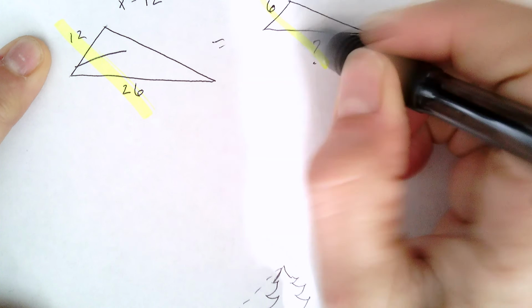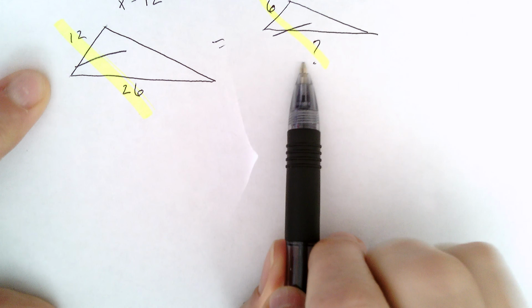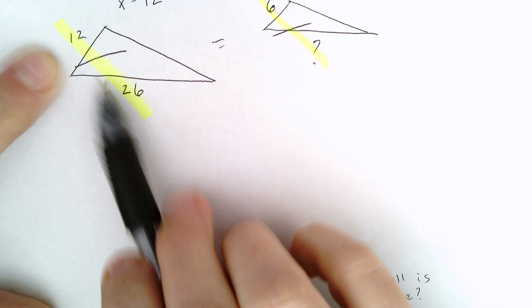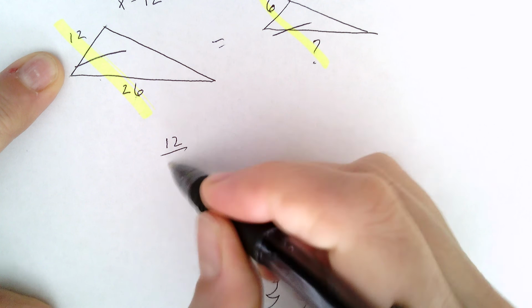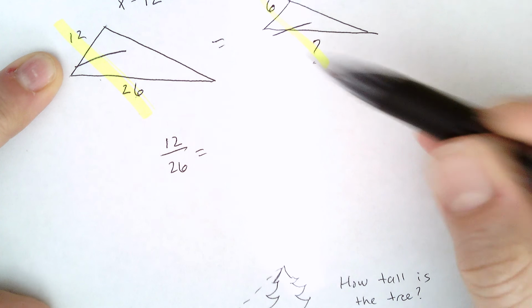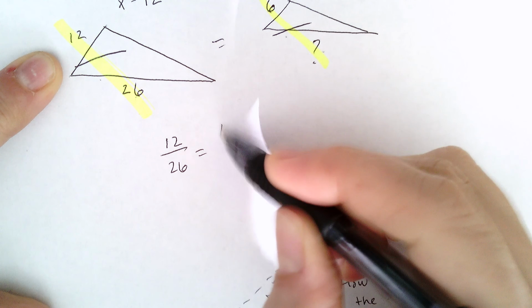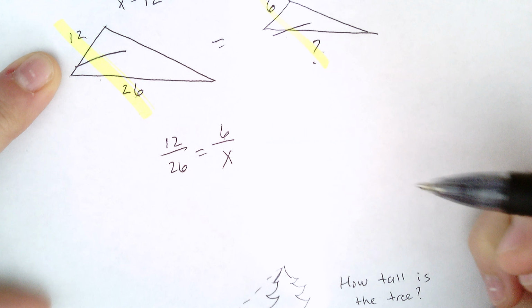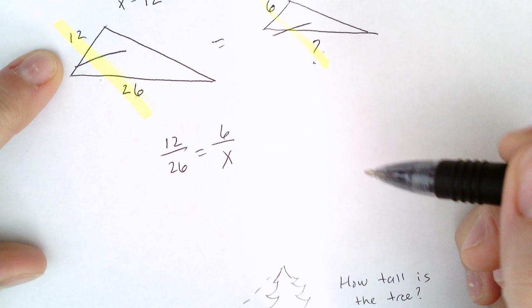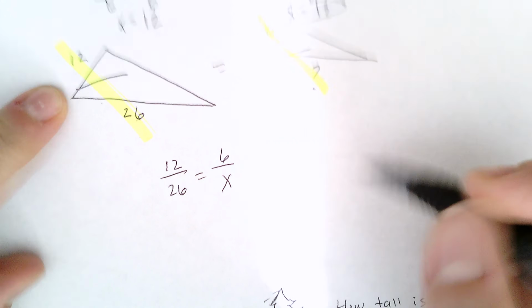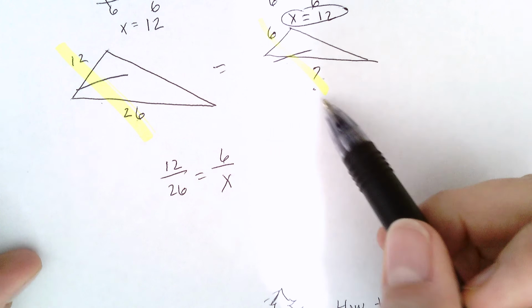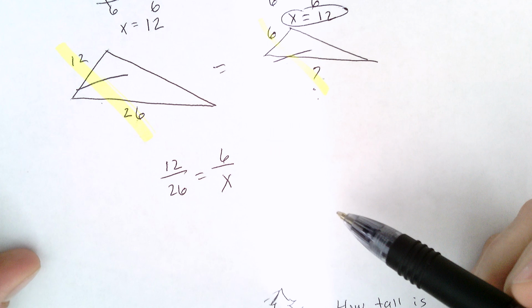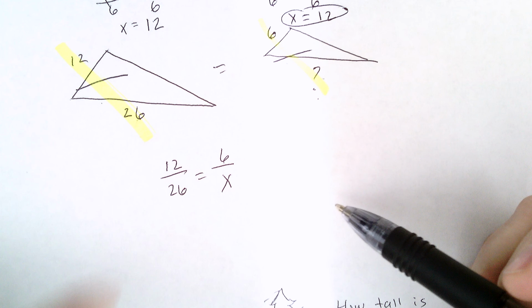So this will be equal to this. So you see how they're already kind of sitting in my fractions for me. So I'm going to do 12 over 26 equal to 6 over, and again, you could put the question mark, but I would rather write an x than a question mark. All right. Yes, you could have done 12 over 6 equal to 26 over x. That would have been fine too. There's actually 4 ways to set up any proportion.